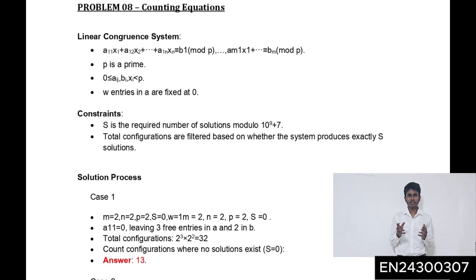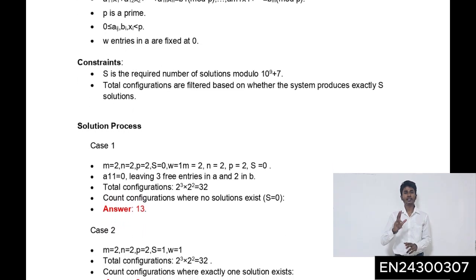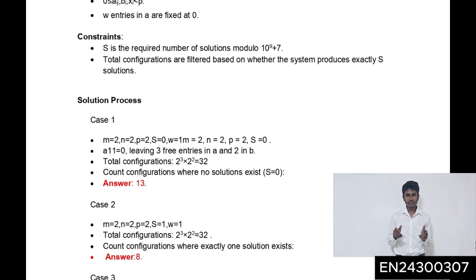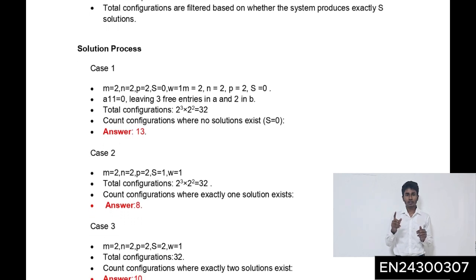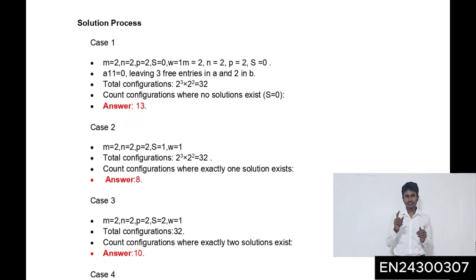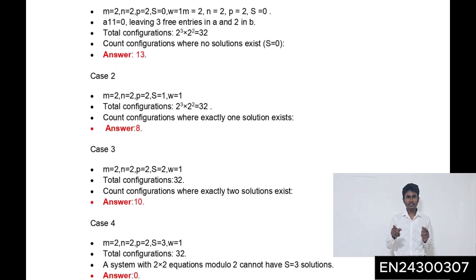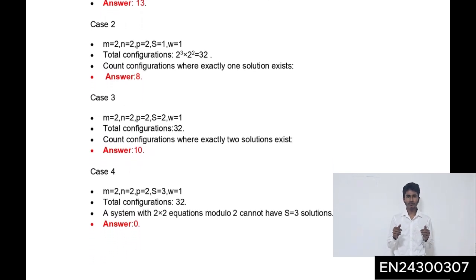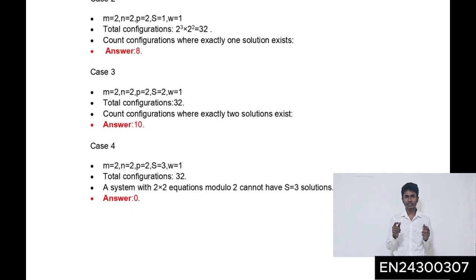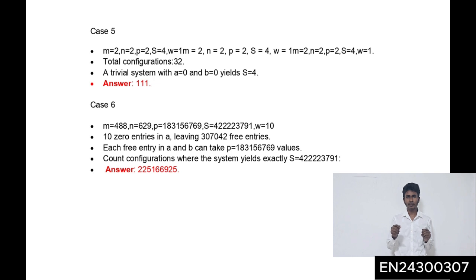Linear congruence systems involve equations in modular arithmetic, typically of the form where p is a prime number. The challenge is to find solutions while adhering to constraints such as fixed zero entries and specific solution counts. Out of 32 total configurations, 13 have no solutions. Exactly one solution exists for 8 configurations. And a trivial system with all entries 0 gives 111 configurations. Large systems involving millions of free entries make the calculation computationally hard. These systems are fundamental in fields like cryptography and coding theory due to their modular nature and complexity.